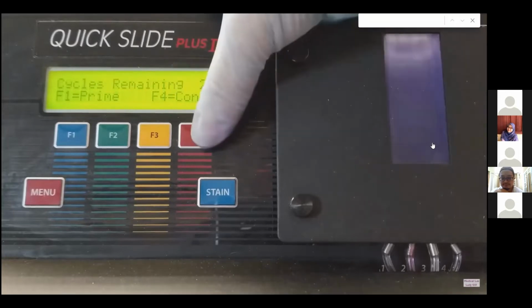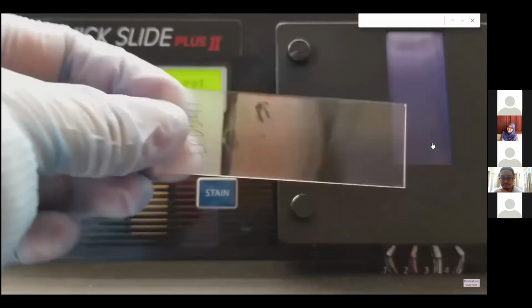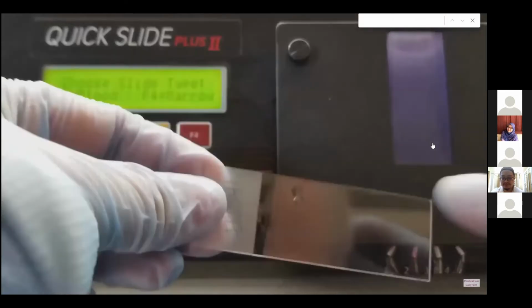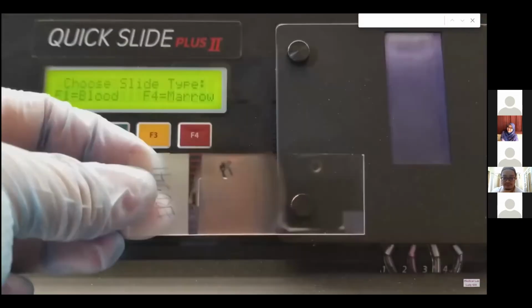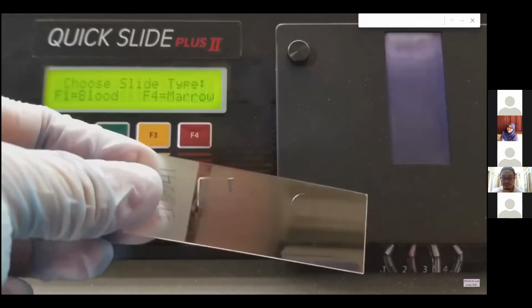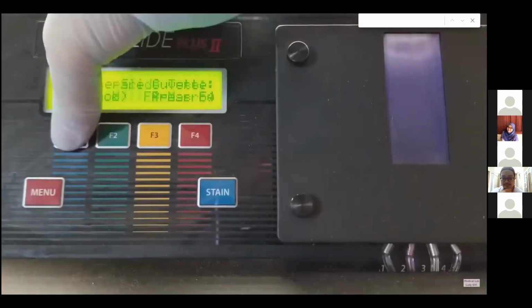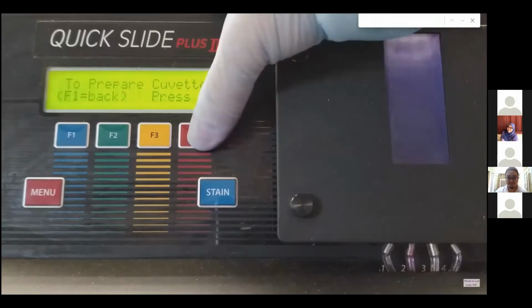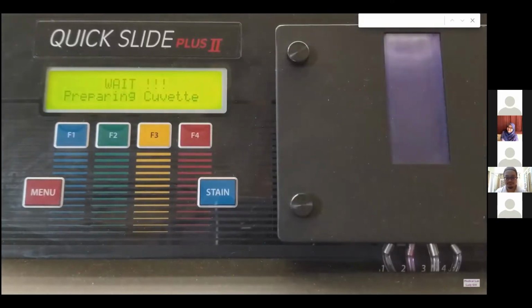This is not a good slide because of that rip right there, but that could have been in transport. It wasn't there when the slide was made. Okay, that's the kind of smear you want to produce. Let's go ahead and press F1 for the blood, and then it's going to prepare the cuvette when I press F4. So we have to wait, obviously. It's preparing the cuvette. It's going to add some stain in there.